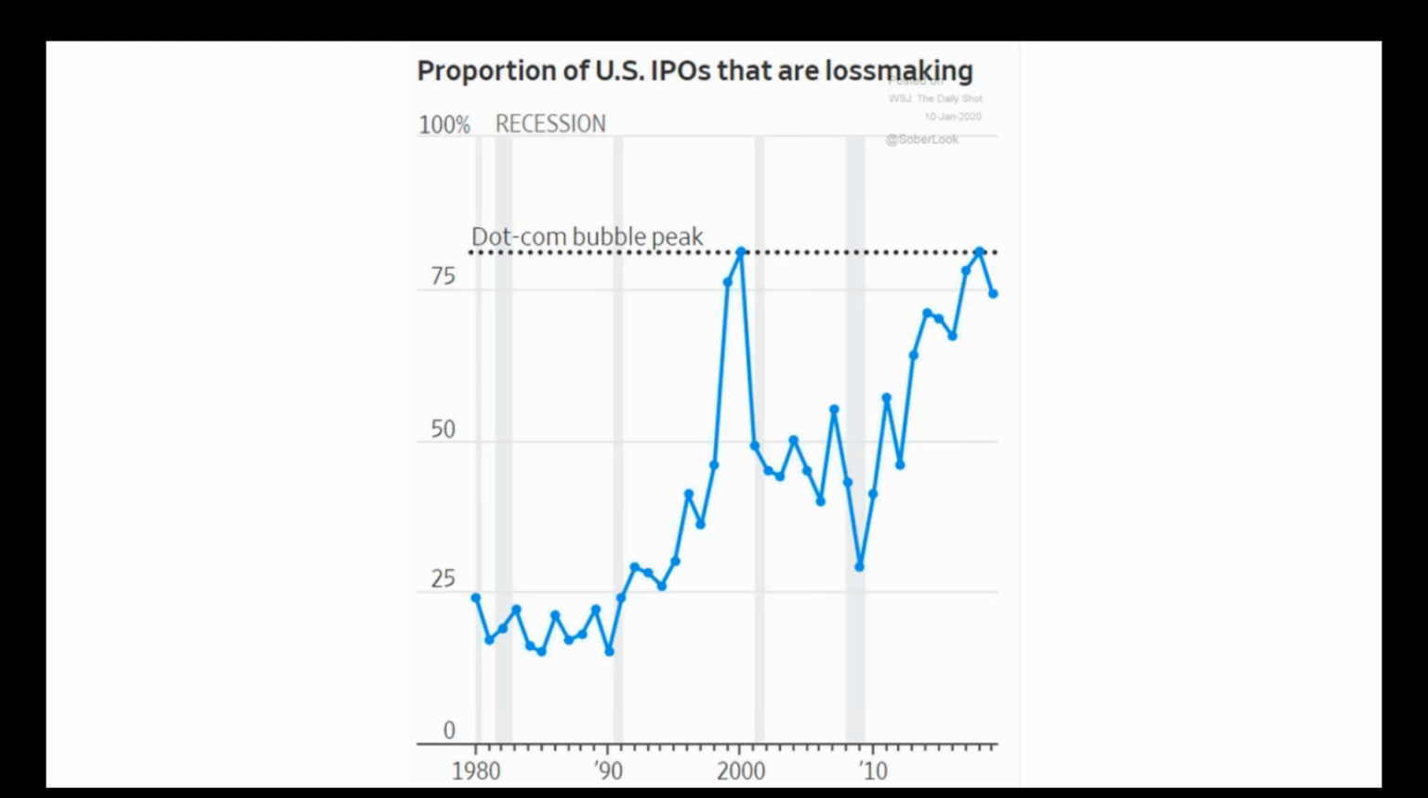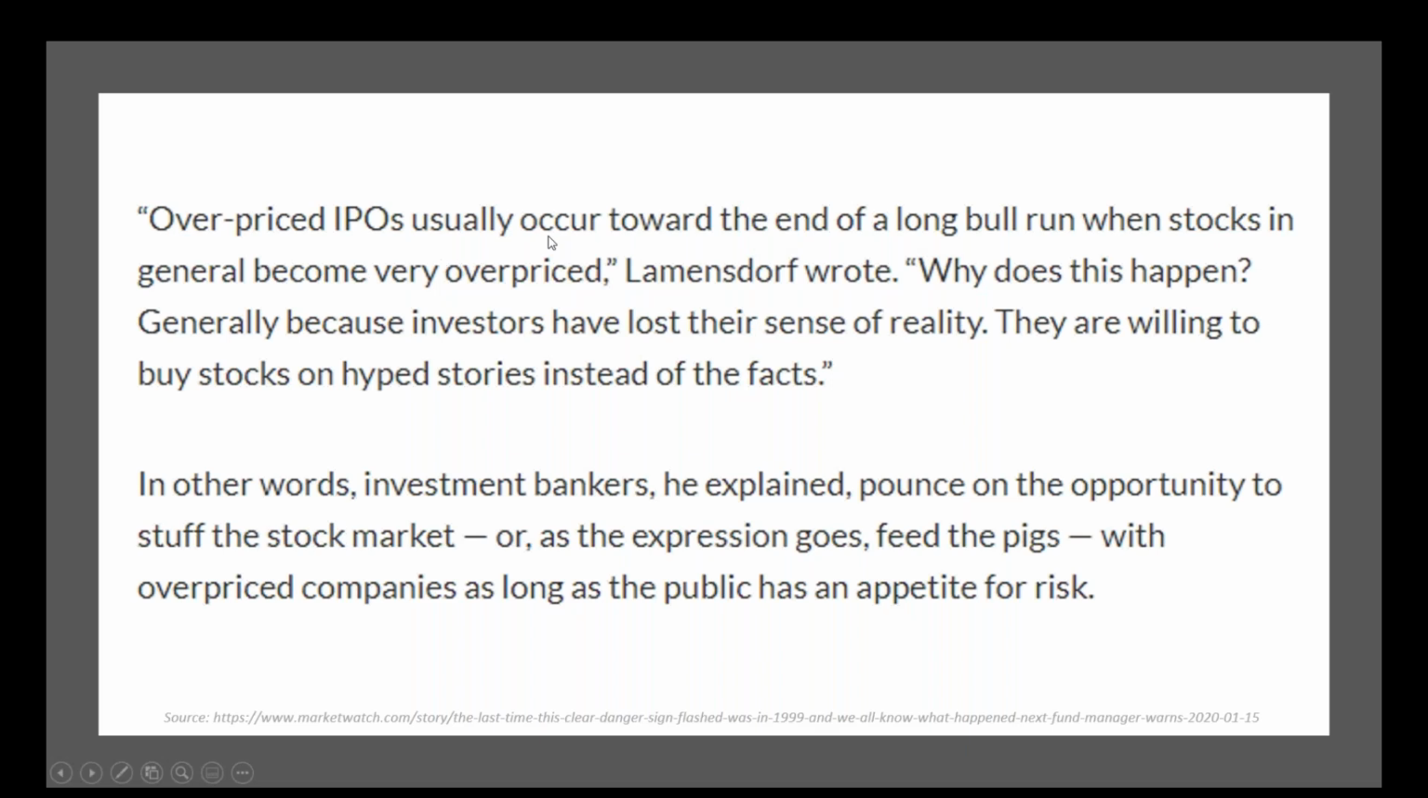But remember, we're in this shed with all sorts of 100-year-old newspaper with kerosene and a blowtorch, and we just don't know when it's going to go up. But are we near the beginning or the end of all this Yahoo that we're going through? Overpriced IPOs usually occur toward the end of a long bull run when stocks generally become very overpriced. Why does this happen? Generally because investors have lost their sense of reality. They're willing to buy stocks on hyped up stories instead of facts. In other words, investment bankers, he explained, pounce on the opportunity to stuff the stock market, or as the expression goes, feed the pigs with overpriced companies as long as the public has an appetite for risk.